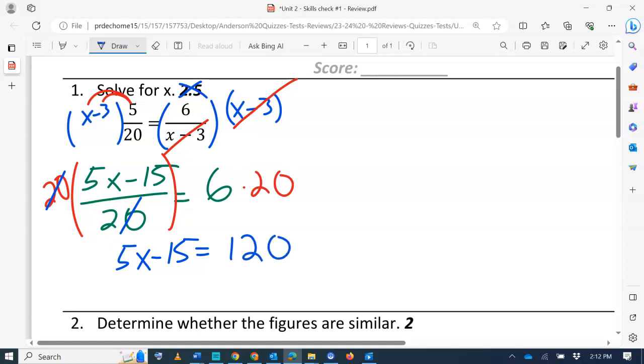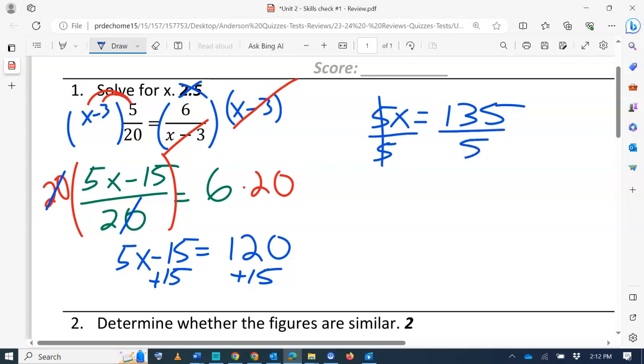2 more steps left. We need to move this 15 over, so we'll take the opposite of that. So we're going to add 15 to both sides. We are left with 5x equals 135. And our last step is divide by that 5. Our x is now by itself. 135 divided by 5 is 27.